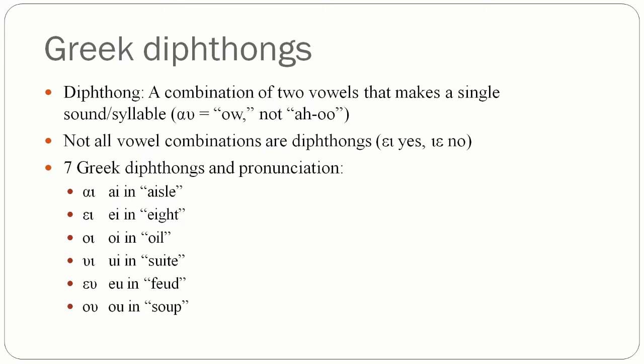Next one is upsilon iota. All right, upsilon iota. This one is oui, kind of like the French word for yes. Or the UI in sweet, the word sweet. That's upsilon iota, oui. Next one is epsilon upsilon. Epsilon upsilon is the EU in feud, so this says basically you.